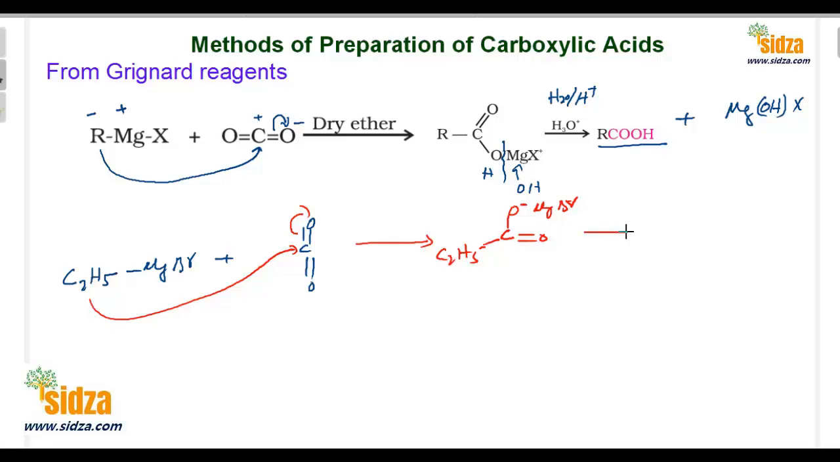So then what you will get after you do the hydrolysis? After we do the hydrolysis, this oxygen reacts with the hydrogen, so it forms an OH, carbon with OH, double bond oxygen, and you got the C2H5, plus what you get? Magnesium, Mg, and then you got the OH and the Br, right? Magnesium attached with the bromine and the hydroxide. So these are the different methods of preparing the carboxylic acids from different sources, right?